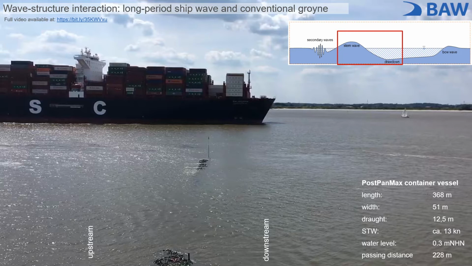We will see a wave generated by a post-Panmax vessel that is passing the groyne with a speed of 13 knots and a passing distance of just shy of 230 meters. The tidal water level is at approximately mean sea level. As we can see in the inset, the long period wave consists of a bow wave, a drawdown, and a stern wave. And as will be demonstrated in this video, it is in particular the action of the drawdown and the primary wave that can lead to high destabilizing loads on the rock armour.